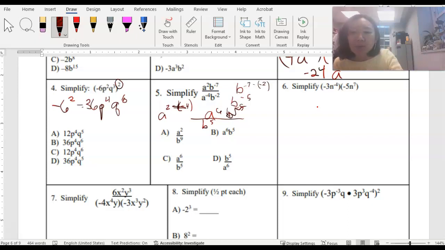All right, so here again, we're going to start by multiplying our coefficients. -3 times -5 is +15. And then we have n to the -4 plus 7. Okay, because we're multiplying here, we're going to add our exponents because they have the same base of n. So we have 15 times n to the 3rd power.